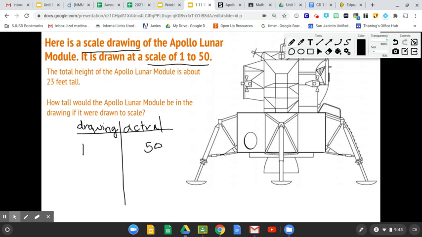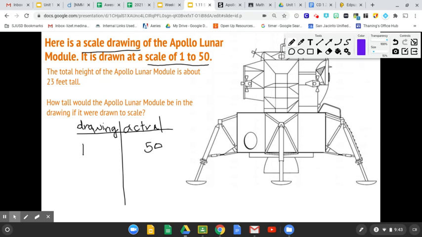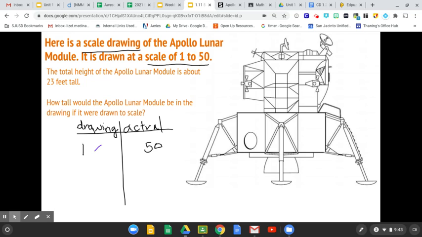Next thing we should be trying to figure out is how do we use our scale? So how do we go from 1 to 50? Well, we're multiplying by 50. And how do we go from 50 back to 1? That would be the opposite of multiplying by 50, the inverse of that, which would be dividing by 50.